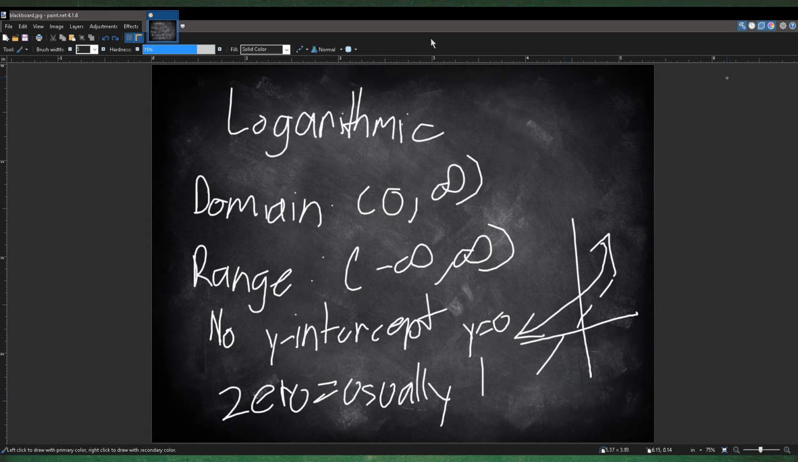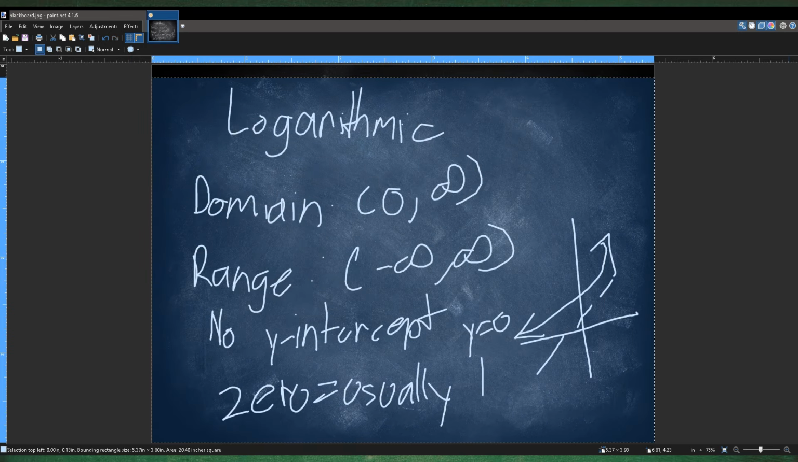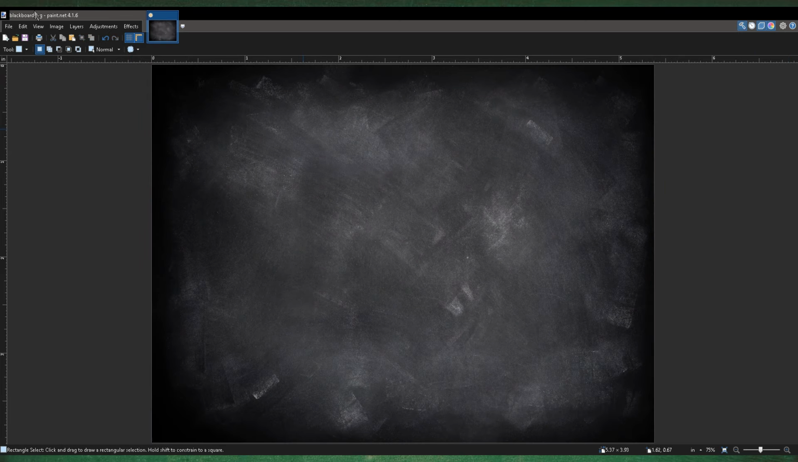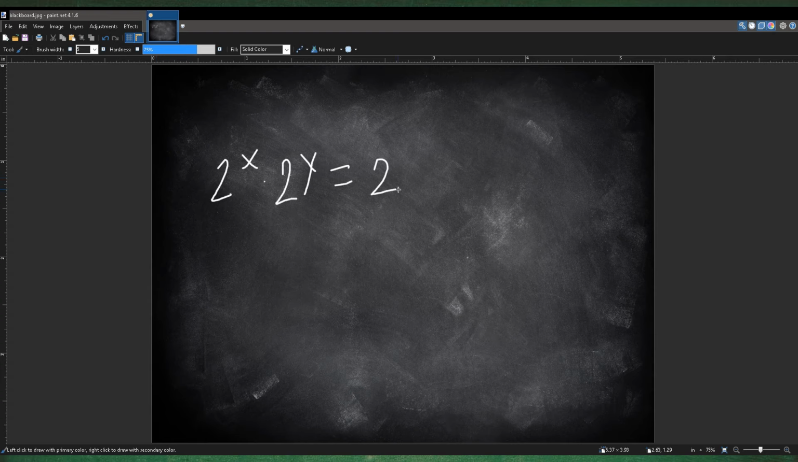That's basically the general properties of a logarithmic function. You really don't need to remember all of it, but it's good to know. And now we're going to actually talk about some logarithmic properties, not the graph properties, but the actual properties. Like how exponentials have properties like 2 to the power of x times 2 to the power of y is equal to 2 to the power of x plus y. Logs have similar properties.